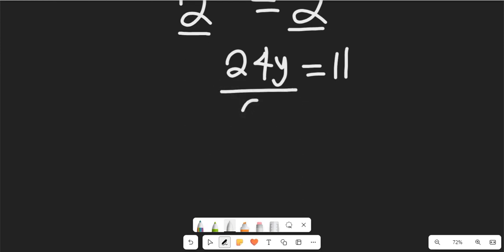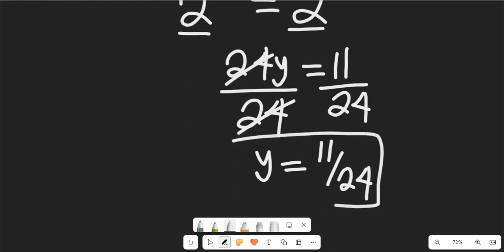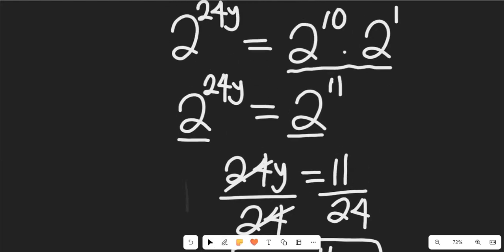If we divide both sides by 24, we're going to have 24 clearing 24, and then our y will be equal to 11 divided by 24, and this is the expression that is given to us. Now let's check to see if our solution is right.